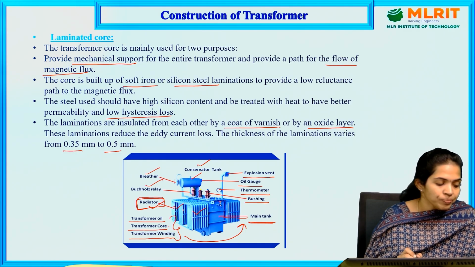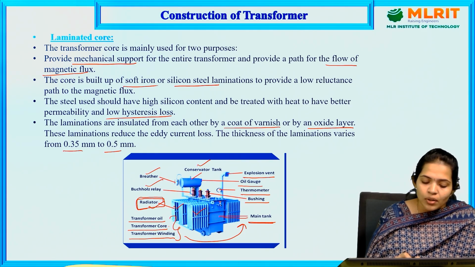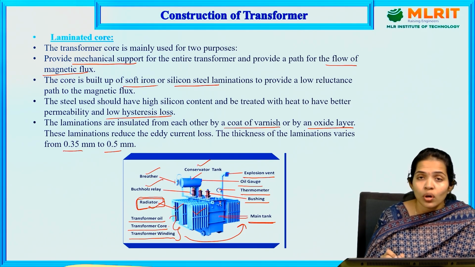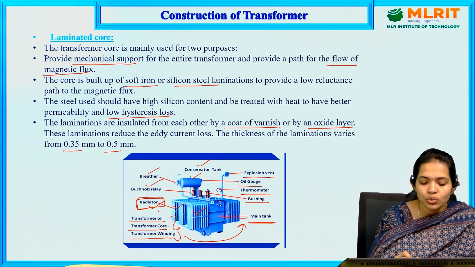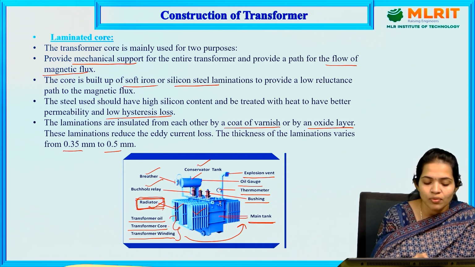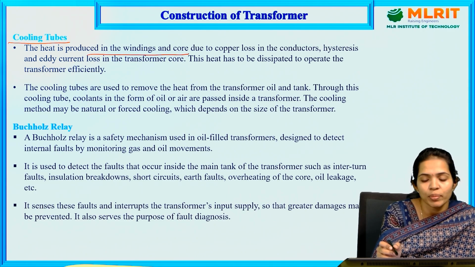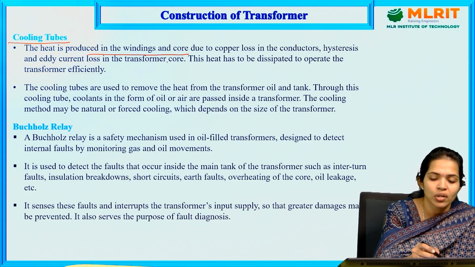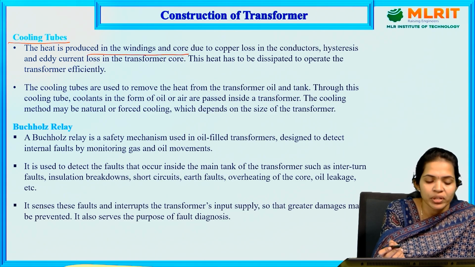This external cooling for the transformer is required because when the load on the transformer increases, there is an increase in temperatures in both the primary and secondary windings of the transformer. In order to cool this entire transformer, we need radiators, which come with a fan situated on the main tank. The heat is produced in the winding and the core due to copper losses in the conductors or the hysteresis and eddy current losses in the transformer core. This heat has to be dissipated properly for the efficient operation of the transformer.